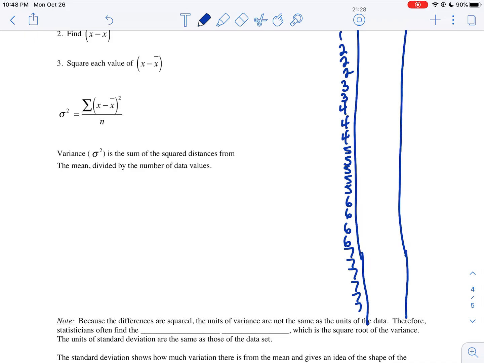Okay, then I did have to make another table here.